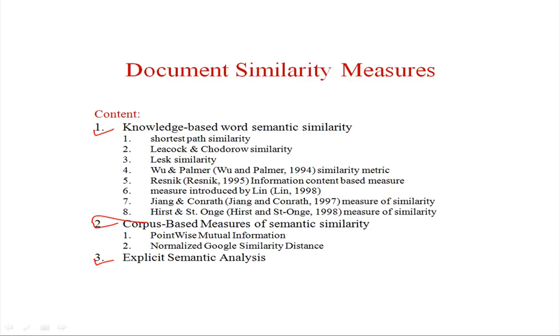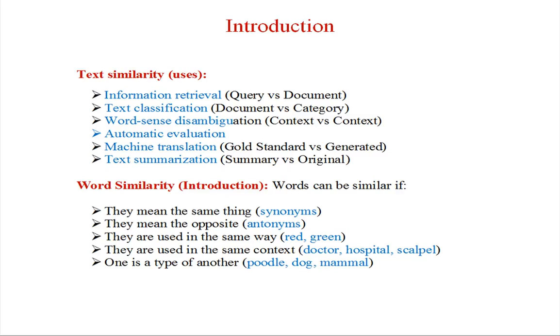In knowledge-based word semantic similarity, we will cover the shortest path similarity, Leacock and Chodorow similarity, Lesk similarity, Wu and Palmer similarity, and Resnik's information content-based measure, as well as the measures introduced by Lin, Jiang and Conrath, and Hirst and St-Onge. For corpus-based similarity measures, I will cover pointwise mutual information, normalized Google distance, and similarity distance. So first we will start with the use of semantic similarity.